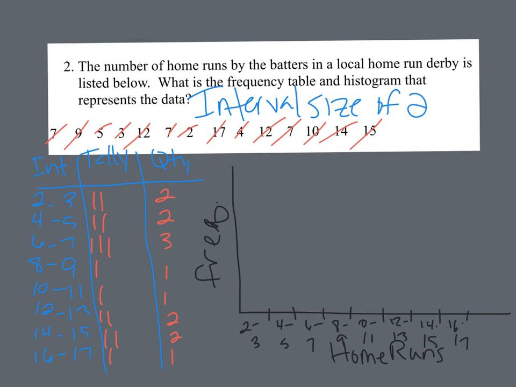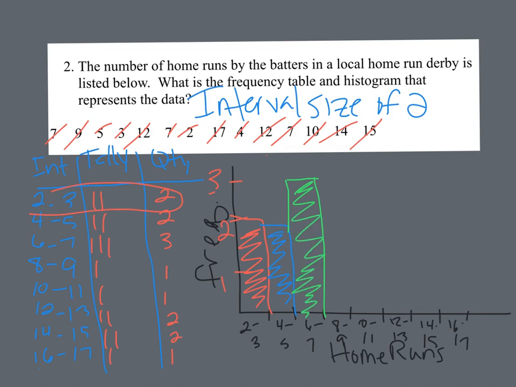Okay. All right, so let's go ahead and draw what we have. So the 2 to 3 interval has a frequency of 2. Oh, my highest is 3, so I only need 3. All right, so my frequency from 2 to 3 is 2. And then 4 to 5 is also 2. Color that in. It looks a little nicer. It's easier to see. All right, and then 6 to 7 is 3. 8 to 9 is 1.